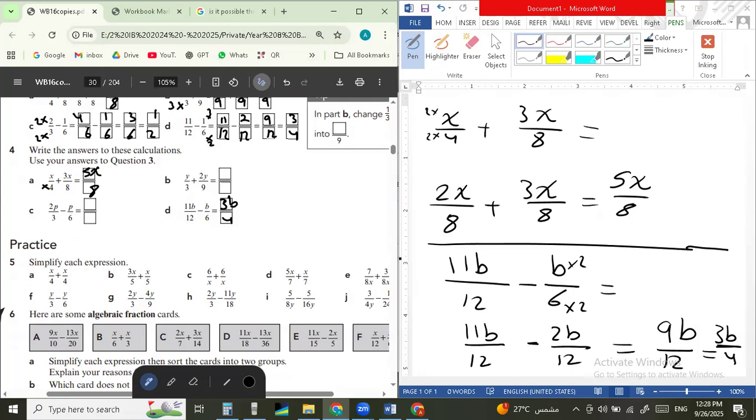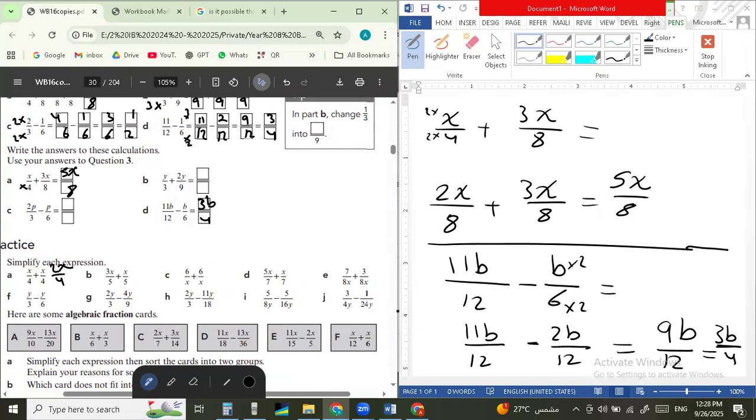Like a, for example, the denominators are the same. It's over 4. x plus x is 2x. Let me try to find something that is different. Everything is the same, but let's take i and j, for example. Here in i, I'm going to multiply 8y by 2 to make it 16y so that they become the same.